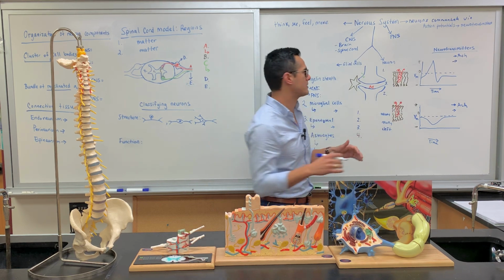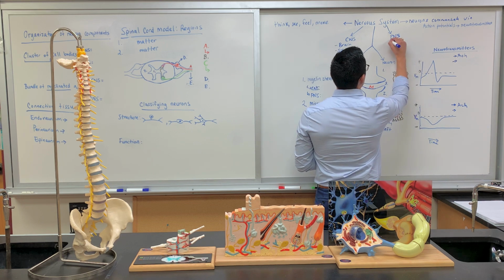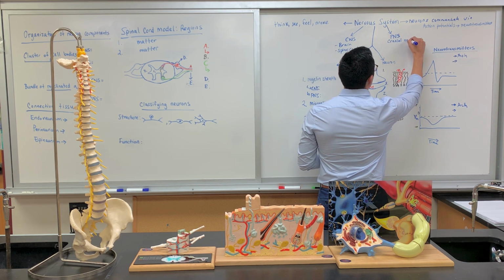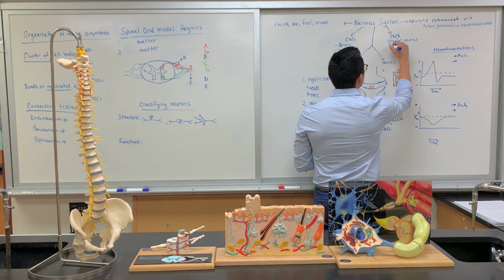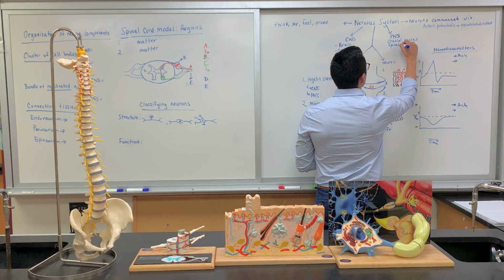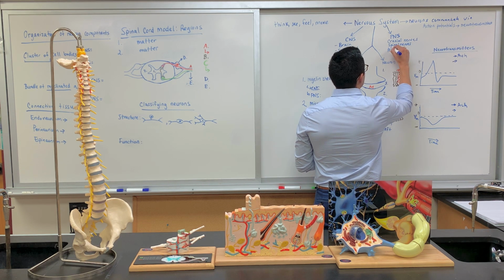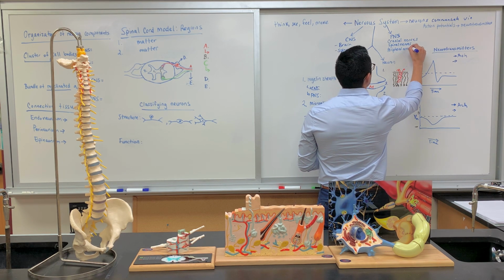Some of those things include the cranial nerves. The cranial nerves are found in the brain. And then you also have spinal nerves. And lastly, we also have what's known as peripheral nerves.